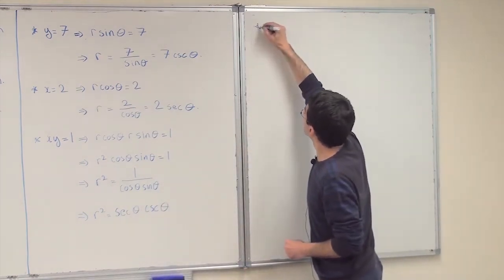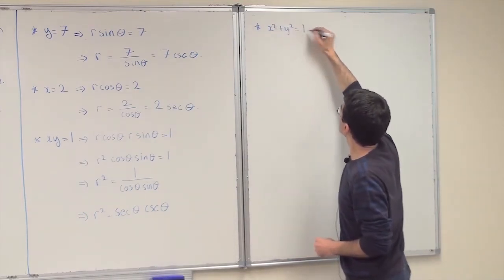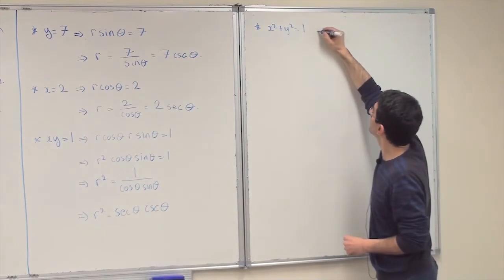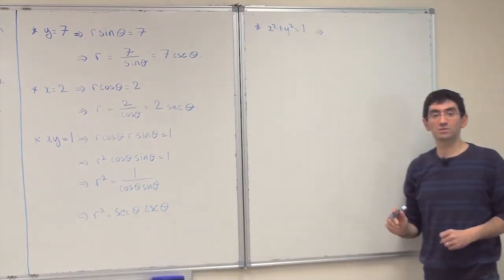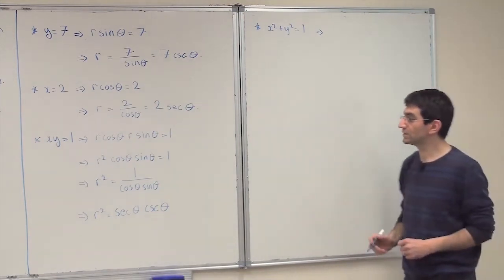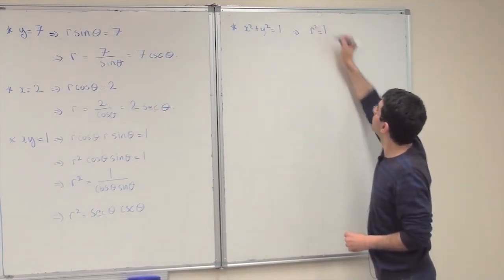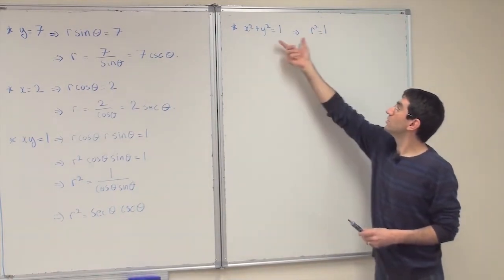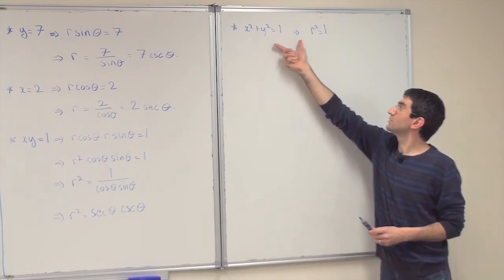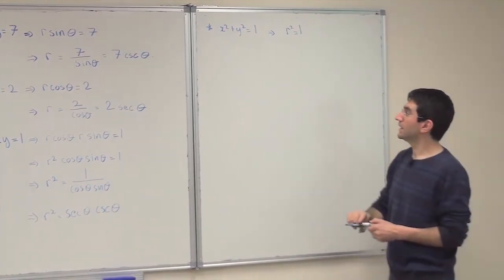Now let's have a look at the Cartesian equation x squared plus y squared equals 1. We have an expression for x squared plus y squared from our relations that is equal to r squared. So the equivalent polar equation for this x squared plus y squared equals 1 is r squared equals 1.